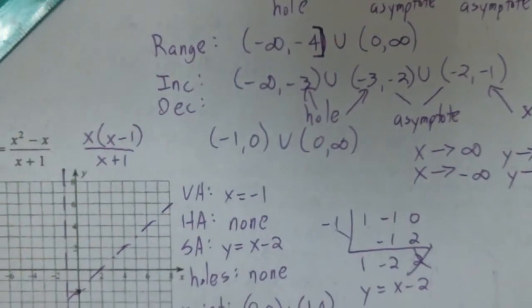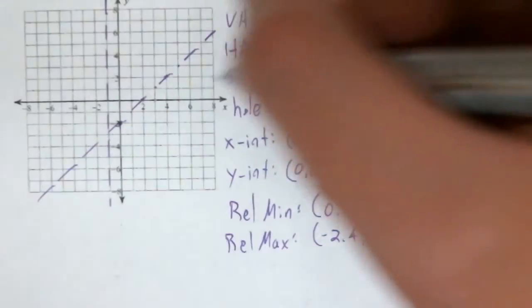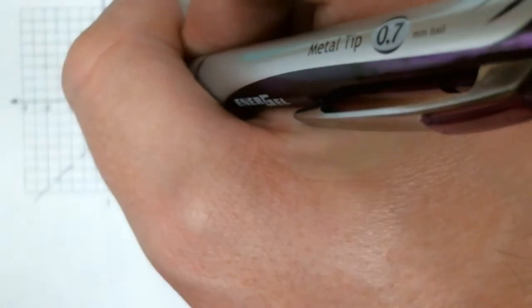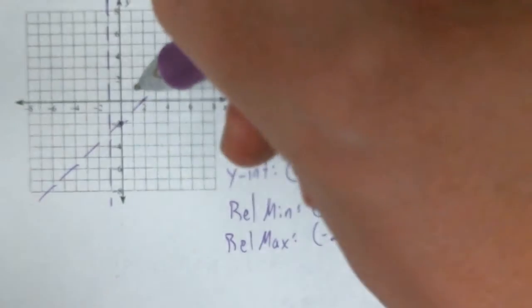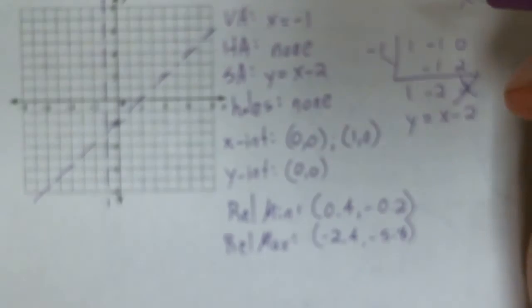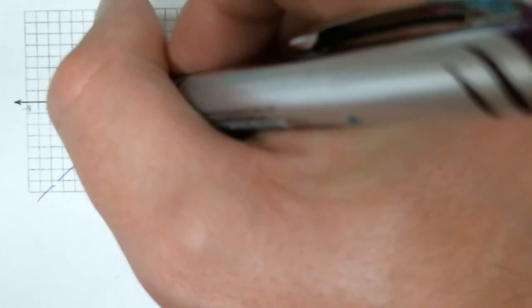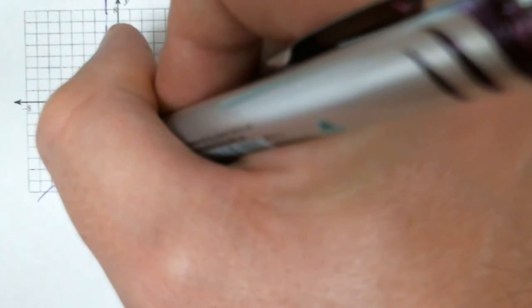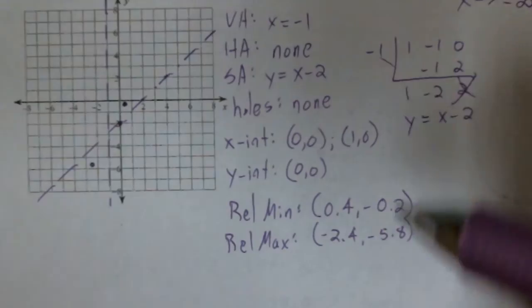Okay. Don't have any holes, and then I need to plot my relative min. That's 0.4, negative 0.2. So that's over a little less than half, and then down just a little bit, somewhere right in there. And then my relative max is about negative 2.5, almost negative 6. So there's about 2.5, negative 6, somewhere about in there.